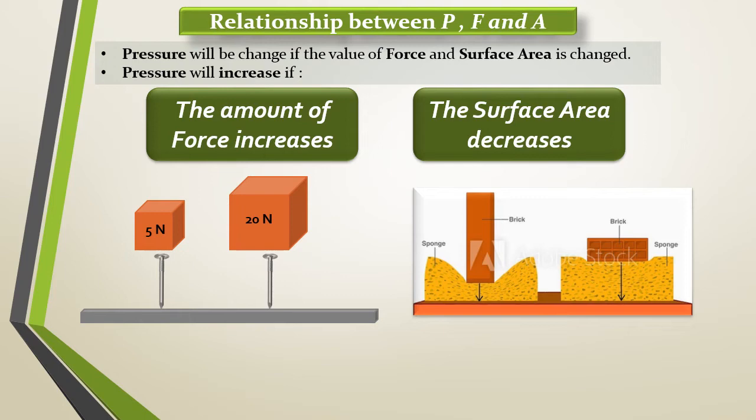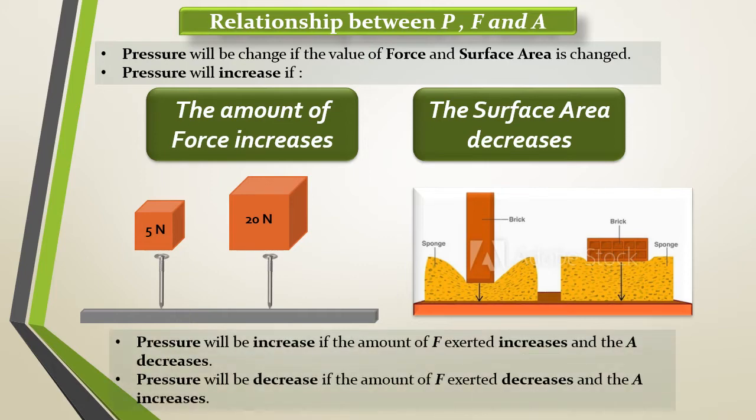Kalau kita tengok kat diagram, 2 bricks tu adalah sama, tapi yang beza adalah surface area. At the left side, the bricks exert higher pressure on the sponge because the surface area contact is smaller. So the pressure will be higher. Dekat kanan tu tengok surface area is bigger. So the pressure produced is lower.